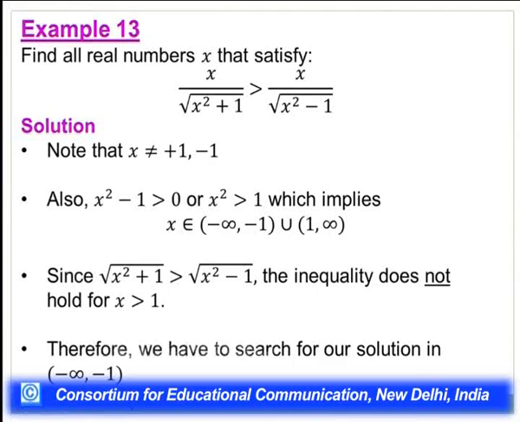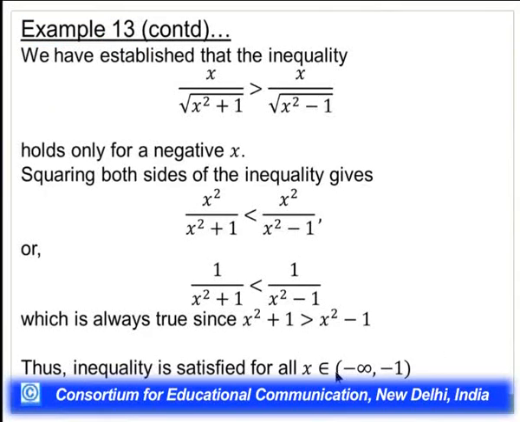Now let us see how this will work. So we have established that x upon square root of x square plus 1 is greater than x upon square root of x square minus 1, and this inequality holds only for a negative x. Now, because we are working with a negative x, we can square both sides of the inequality. The idea being that we want to get rid of the square root signs on both sides.